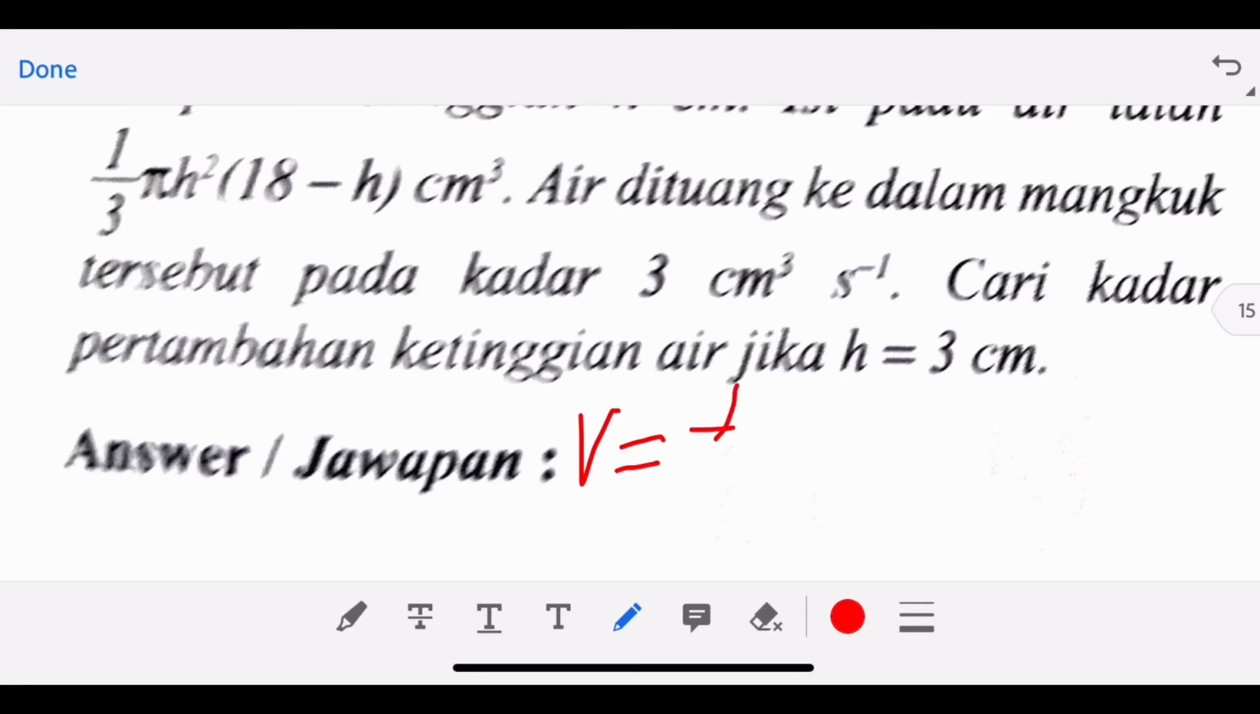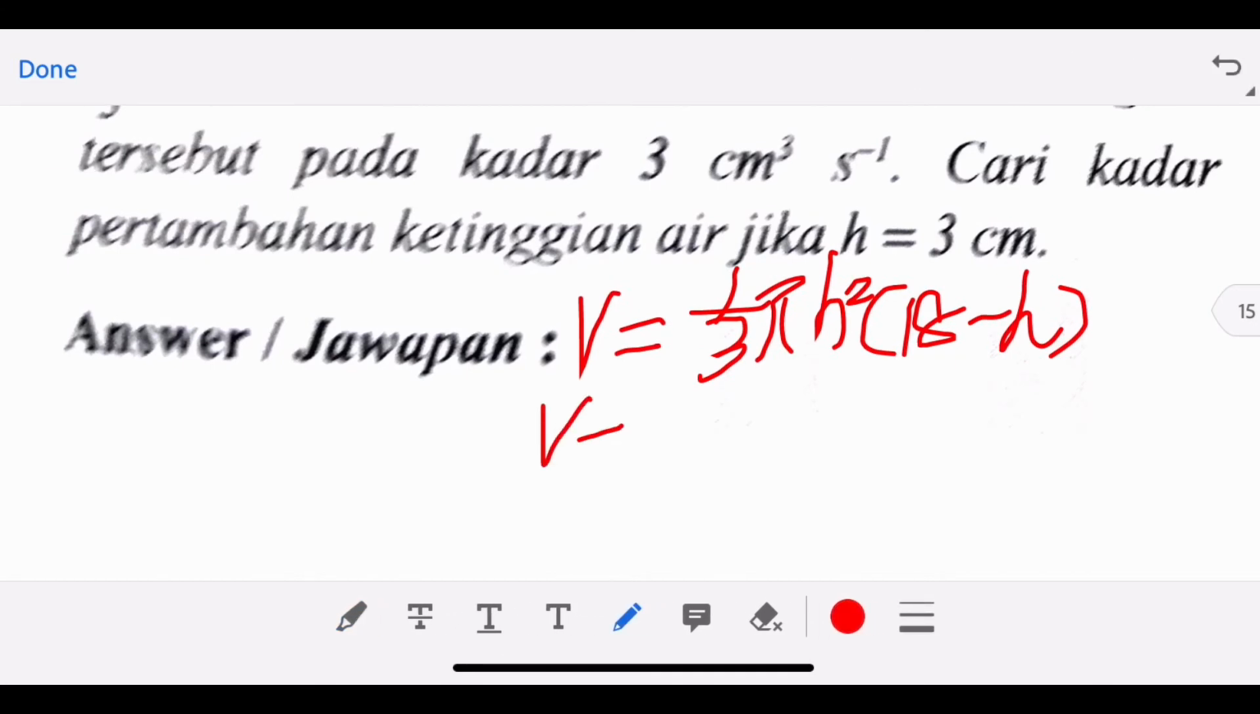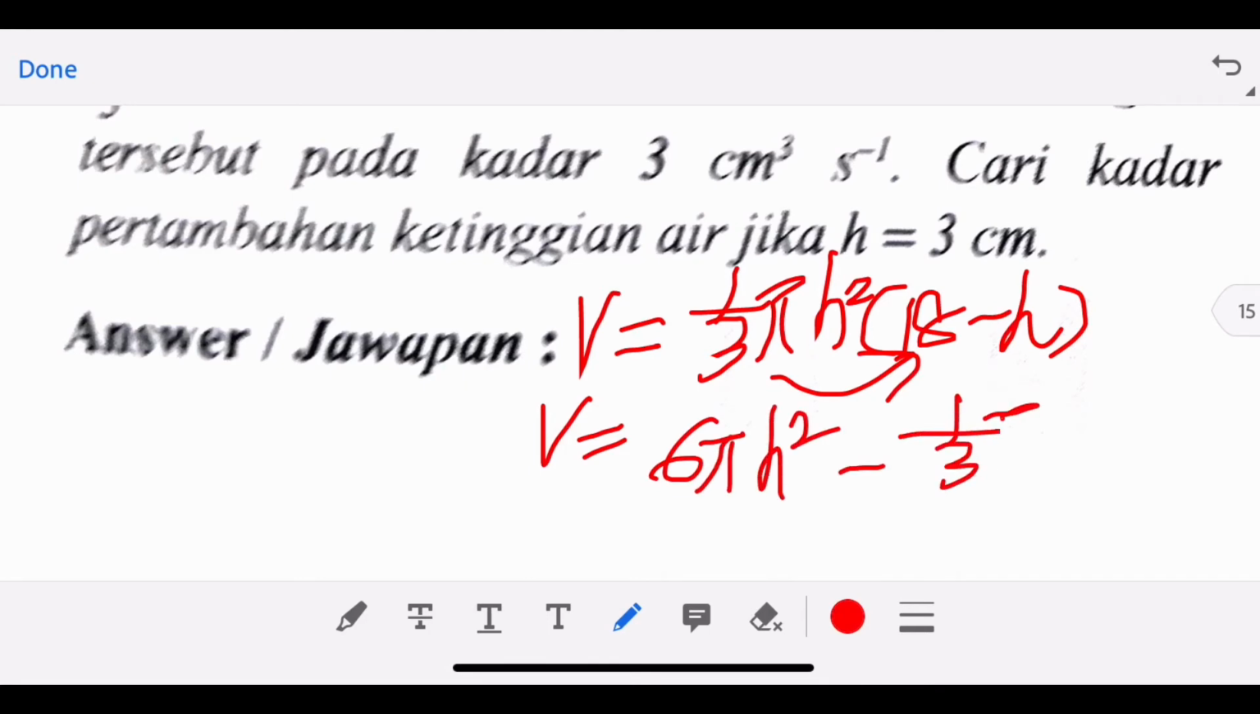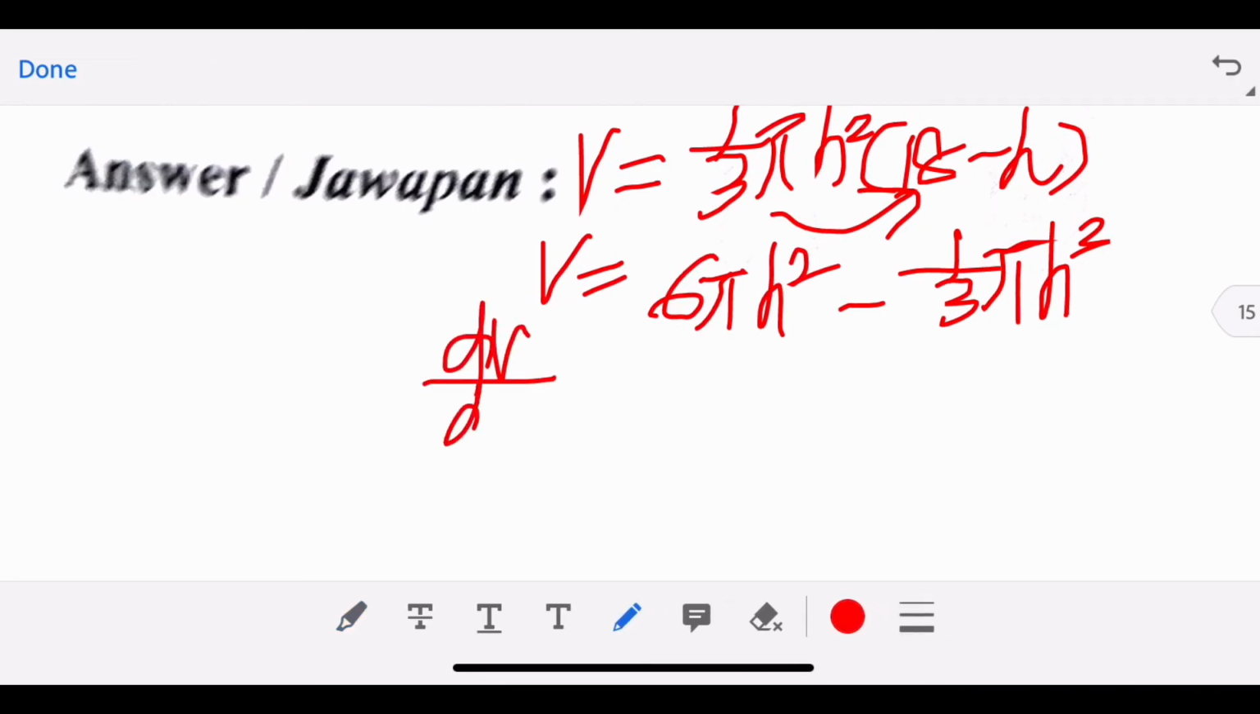Okay, so we start with V equal to 1/3 π h² (18 − h). It's better for you to expand so that you can see the power. So V is 1/3 π h², you just do 1/3 times 18, you get 6π h² minus 1/3 π h³. Make sure it's correct first. Then you differentiate, dV/dh. You will get 6 times 2πh minus 3 times 1/3 π h², right?